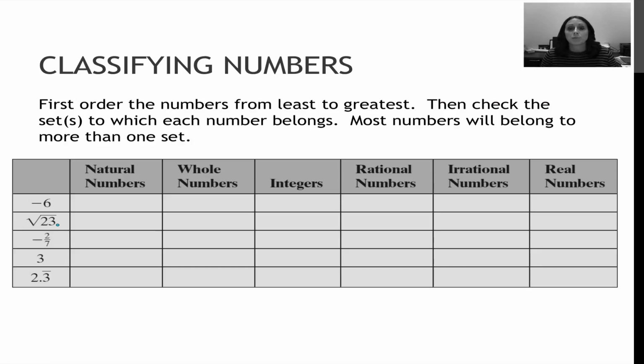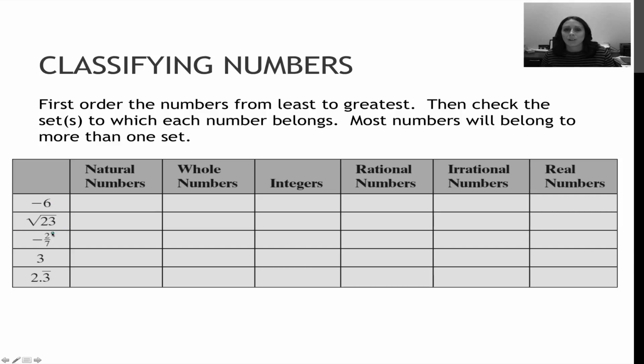I wanted to do a little bit of practice with you on how to classify numbers, but I also wanted to review what we learned in the last lesson on how to order numbers from least to greatest. When we're ordering numbers, it's a really good idea to turn them all into the same format. It's easiest if you look at decimal equivalents. Negative 6 obviously doesn't need a decimal equivalent.